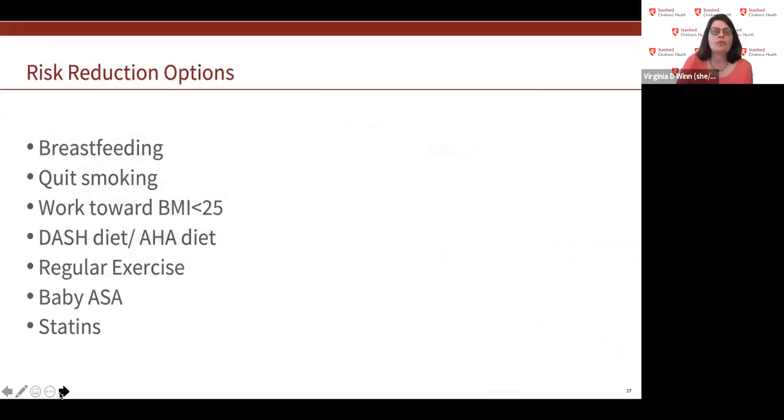So the recommended risk reduction options for women are breastfeeding, cessation of smoking, maintaining a good weight, following a heart-healthy diet, regular exercise, and consideration of baby aspirin and statins depending on one's level of risk.